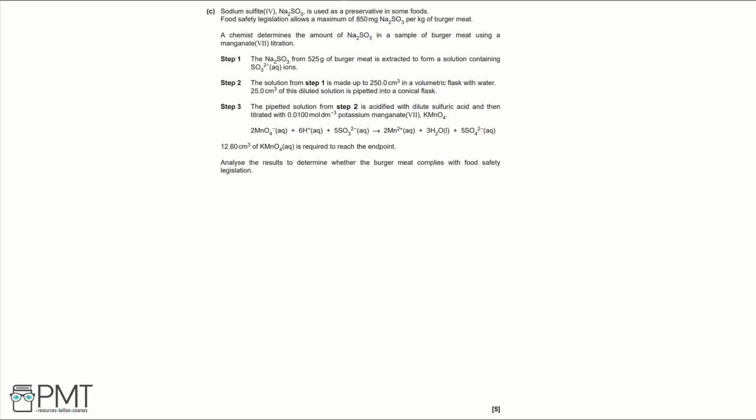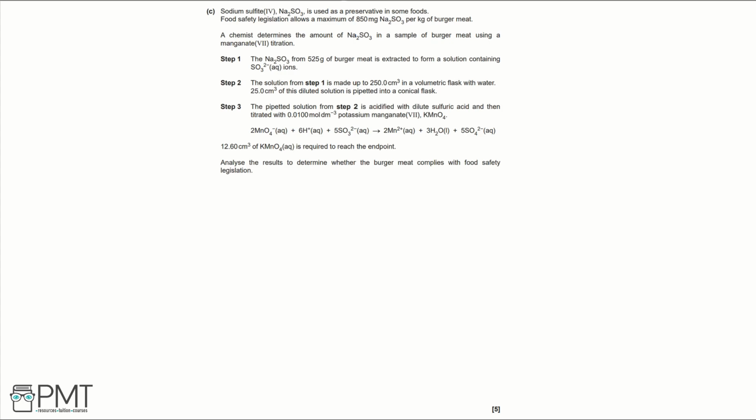Step 3. The pipetted solution from step 2 is acidified with dilute sulfuric acid and then titrated with 0.01 moles per decimeter cubed potassium manganate 7, KMnO4. 12.60 centimeters cubed of KMnO4 aqueous is required to reach the end point. Analyze the results to determine whether the burger meat complies with food safety legislation.